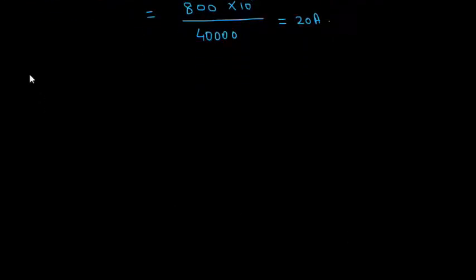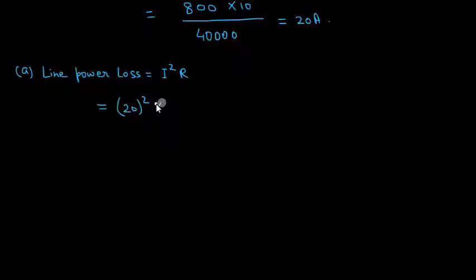Now A, line power loss. Line power loss is equal to I square R, which is equal to 20 square multiplied by 15, which is equal to 6 kilowatt. This is the answer of part A.